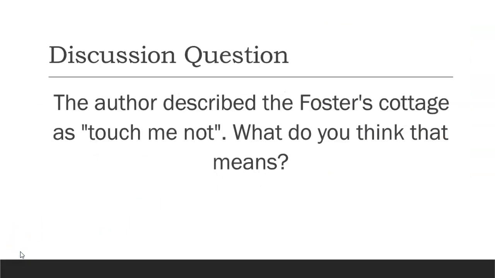All right, so you've finished chapter 1. Let's have a discussion question. The author described the Foster's cottage as "touch me not." What do you think that means? Do you think it's something that says, welcome, come on in, sit here, have a cup of tea with me? Or is it more like, beware, go away, don't come in here?